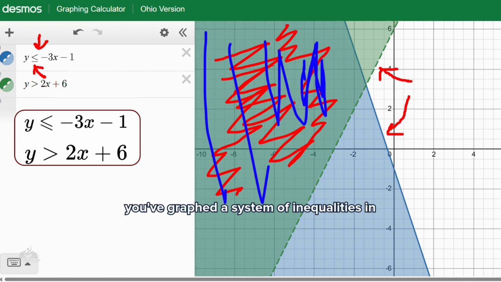So you've graphed a system of inequalities in Desmos. Try changing the slopes and intercepts to see how the graphs move and the shaded areas change.